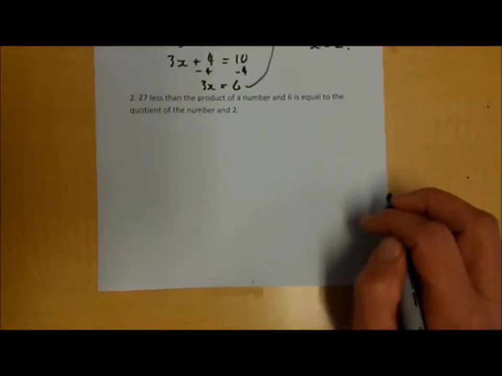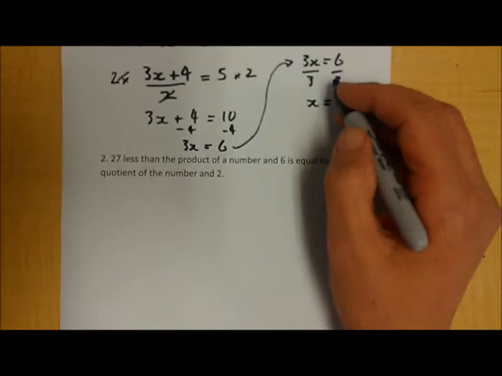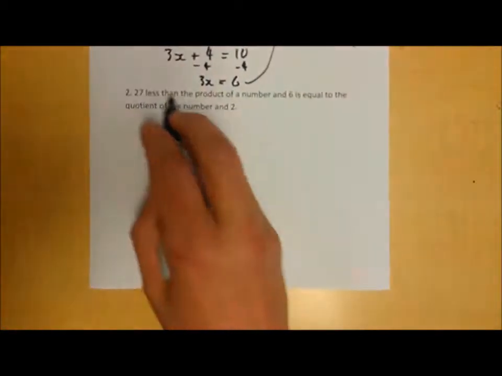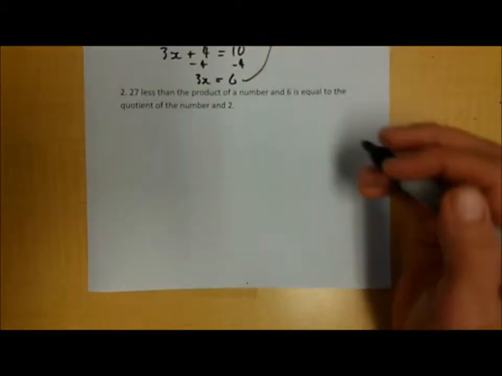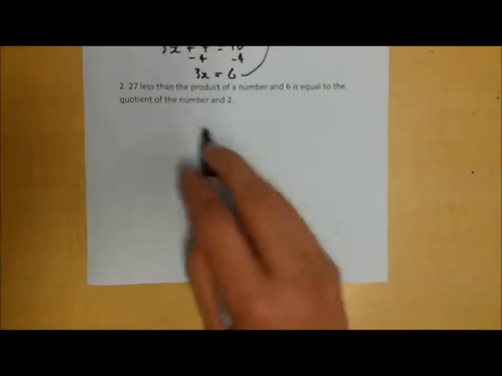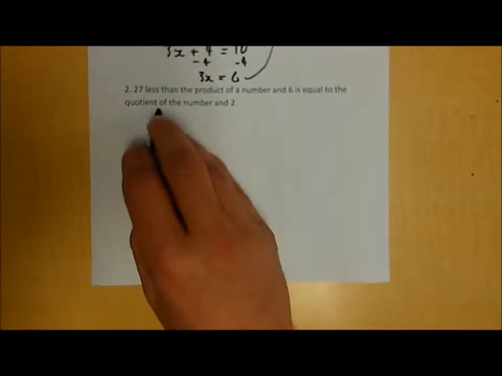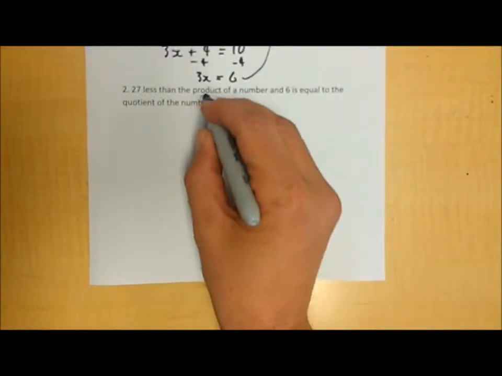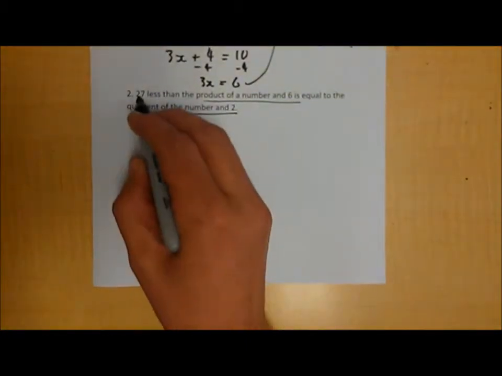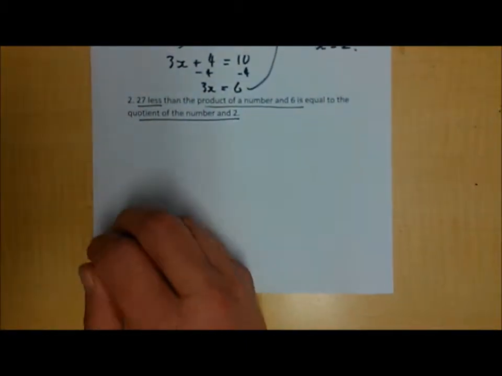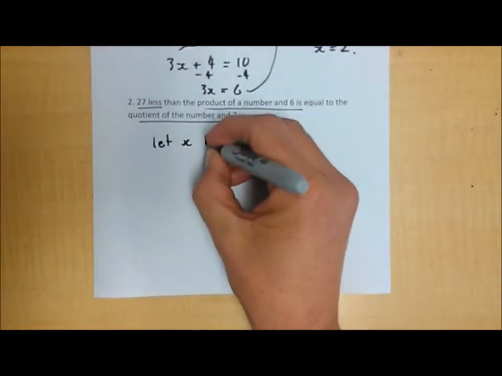Okay. So the skill here is not equation solving, we've already mastered that skill. The skill is to take this written sentence and make it into an equation and then solve it. So 27 less than the product of a number and 6 is equal to the quotient of the number and 2. So the product of a number and 6, quotient of a number and 2, 27 less than. So we need to be careful. We need to let x be the number.